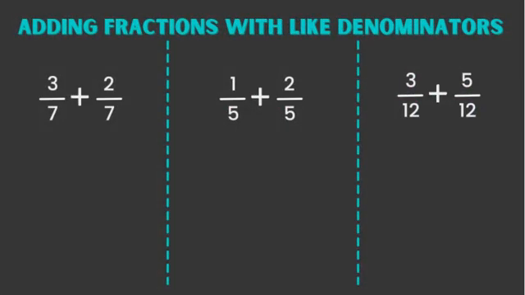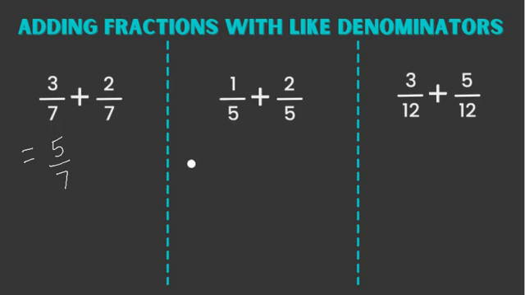Starting with the first question here, we have 3 over 7 plus 2 over 7. We can see the two fractions have the same denominator, 7. So all we need to do is to add the numerators, 3 and 2. Remember, numerators are the numbers at the top of a fraction. So this will be equal to 5 over 7. As simple as that. All you need to do is to add the numerators together if the denominators are the same.